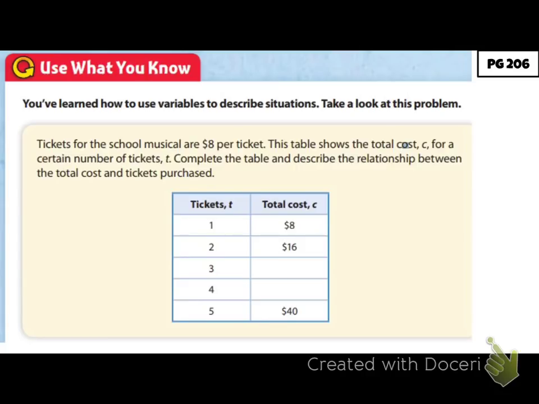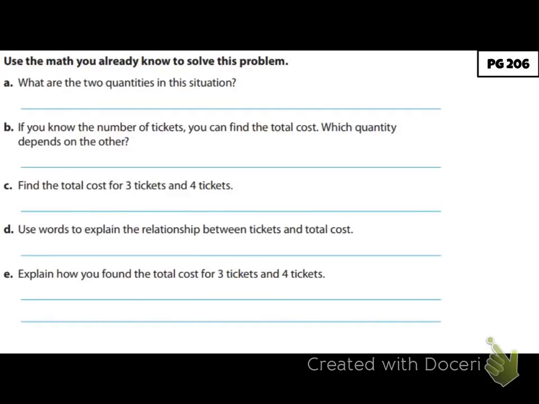So we have the problem. Tickets for the school musical are $8 per ticket. This table shows the cost, C, for a certain number of tickets, which is T. Complete the table and describe the relationship between the total cost and the tickets purchased. So the first question says, what are the two quantities in this situation? If we look back up at our chart, or in our question, it talks about the two things that we need to know to be able to decide this situation: one, the number of tickets, and the total cost.